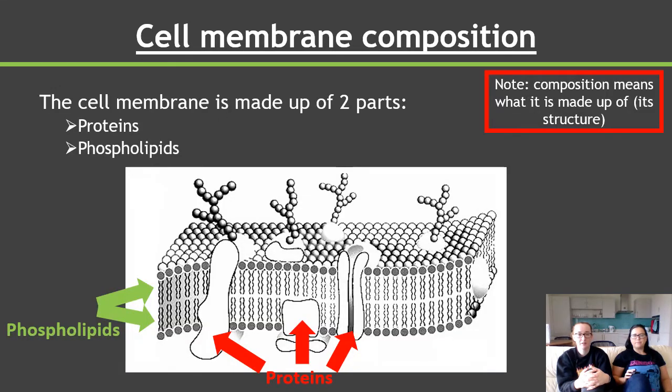Okay, so in terms of the cell membrane composition, what that basically means is what is it made up of, what is its structure, but they will use the word composition in the exam, so you need to be familiar that if it's talking about cell membrane composition, it's saying what is it made up of. It's nice and easy. It's made up of two main things. It's made up of proteins and it's made up of phospholipids, which you can see labelled in this diagram here.